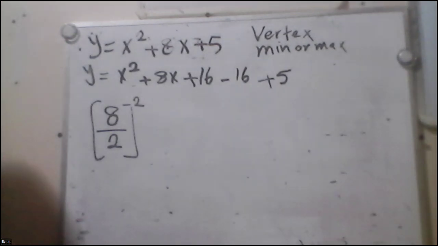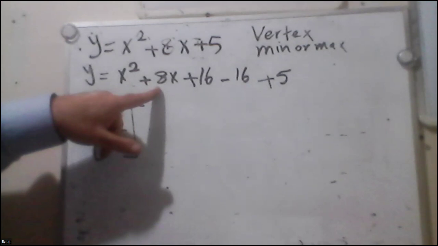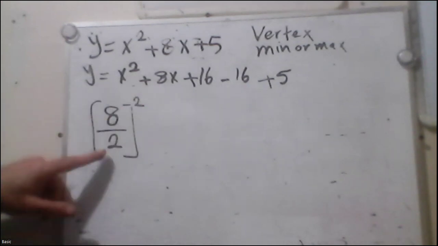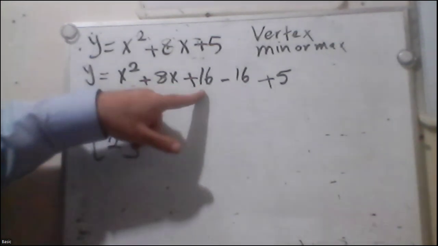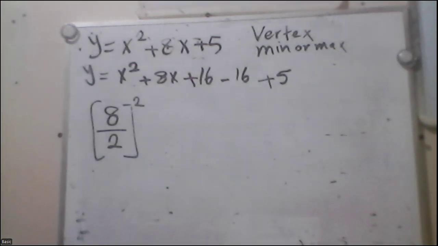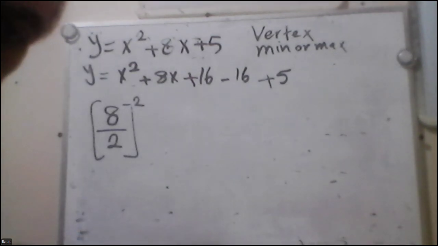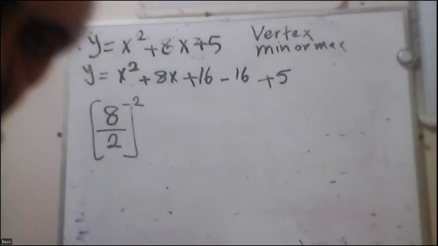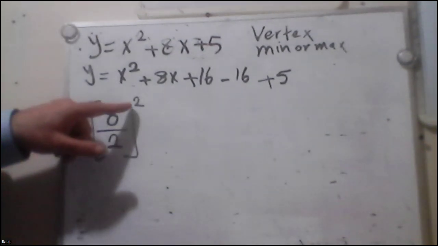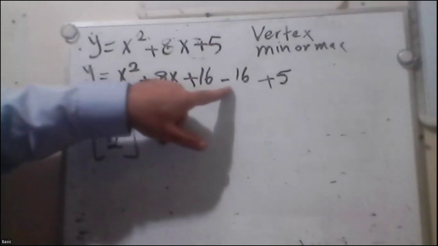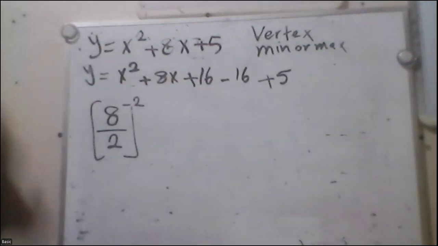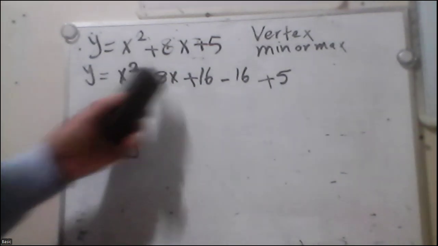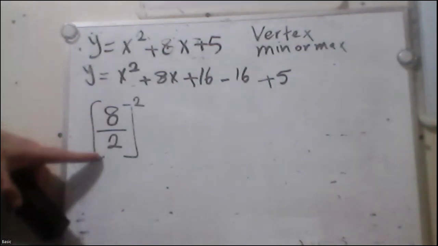Okay, now I know the idea. I take the number in the middle, 8, divided by 2, which gives 4. 4 times 4 gives 16. I did this myself, it's not in the example. At the same time, I added the 16 and I also subtracted the 16. So 16 minus 16 means 0, which means I didn't do anything. Next step. Remember, this coefficient, the 8, I divide by 2 and square it.